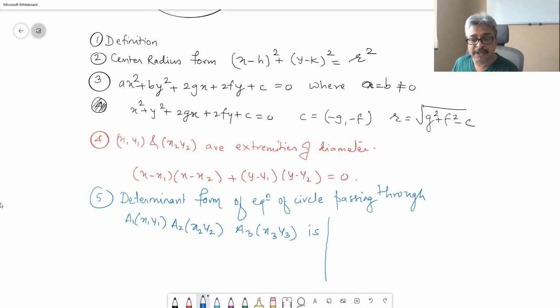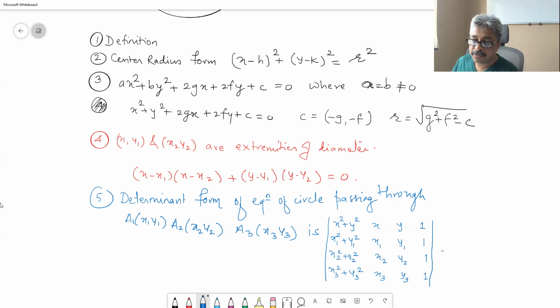So the determinant will look like this: x square plus y square, x, y, 1; x1 square plus y1 square, x1, y1, 1; x2 square plus y2 square, x2, y2, 1; x3 square plus y3 square, x3, y3, 1. So this is a 4 by 4 determinant, which is supposed to be equal to 0. This is the equation of the circle.